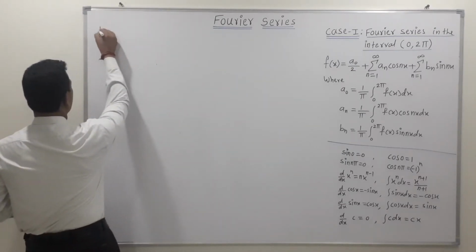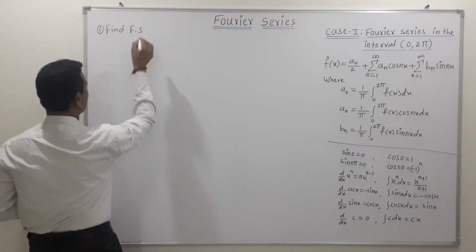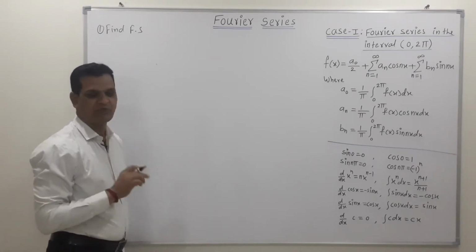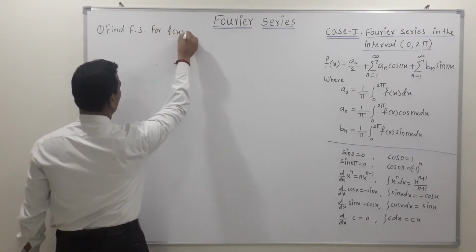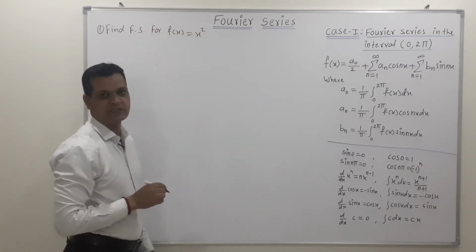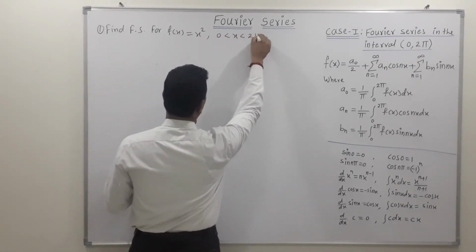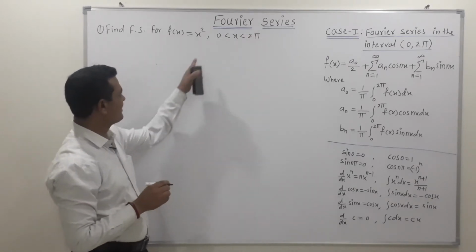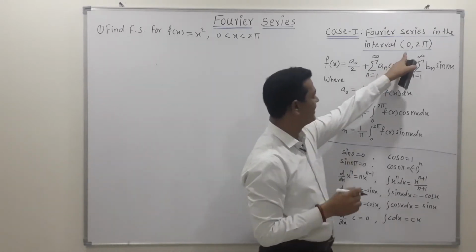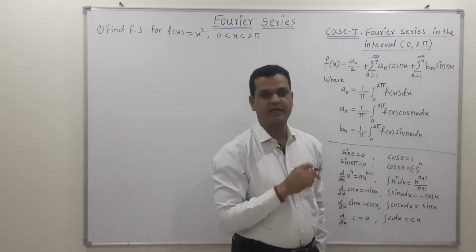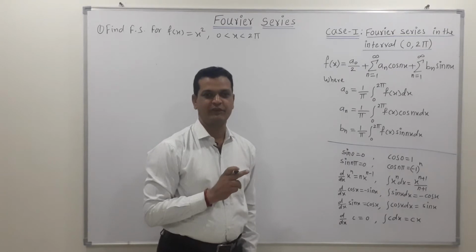The first example is: find the Fourier series expansion for f of x is equal to x square in the interval 0 is less than x less than 2 pi. So this is the example. Some people denote this interval by x lies between 0 to 2 pi, or some people may directly denote this interval by the circular bracket 0 to 2 pi. The period of this interval is 2 pi because the length of this interval is 2 pi.